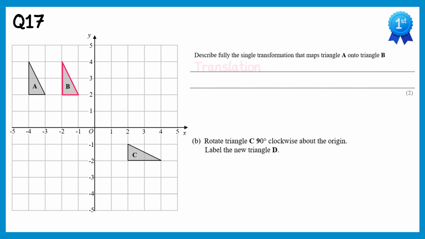So we'd get 1 mark for writing translation, and the second mark for describing how we got there. We do that using a vector, so we say with the vector, and then we need to put 2 numbers into this vector.